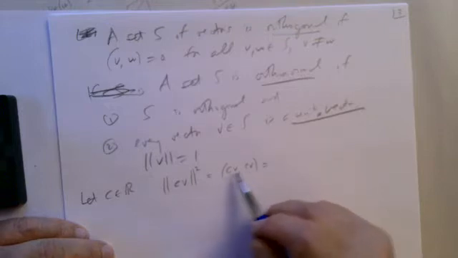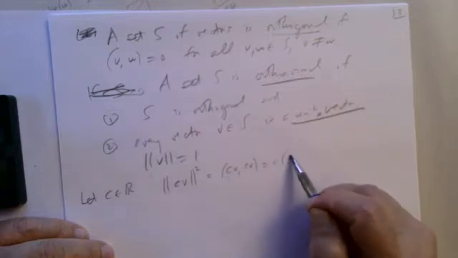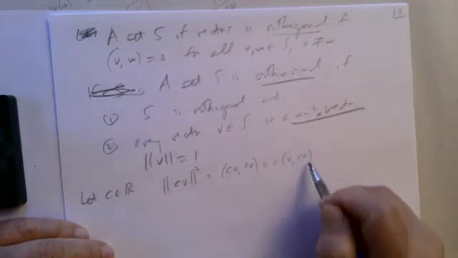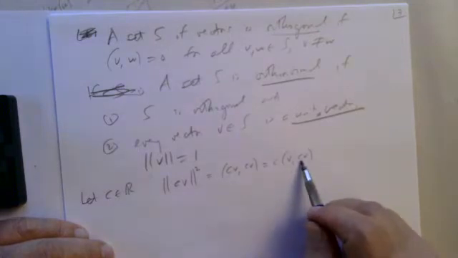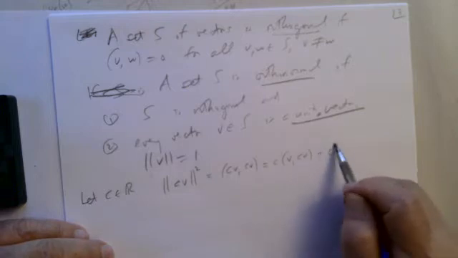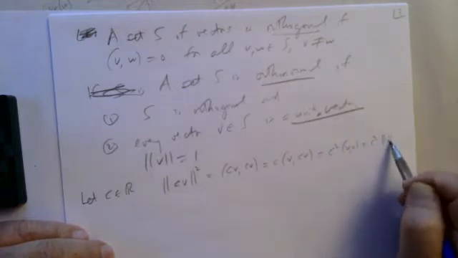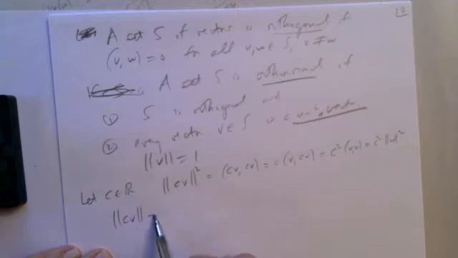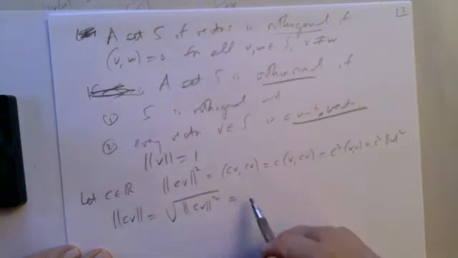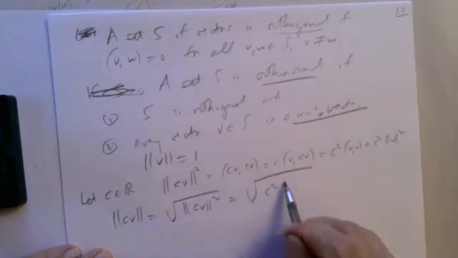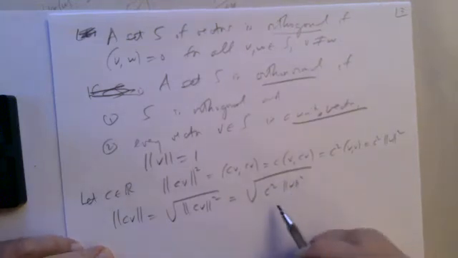Because this is bilinear, I can take out this c. This is c times the inner product of v with cv. And again, because the inner product is bilinear, I can take out the other c. I get c squared times the inner product of v with v, which is c squared times the length of v squared. So if I take the length of cv, that's the square root of the length of cv squared, which is the square root of c squared times the length of v squared.